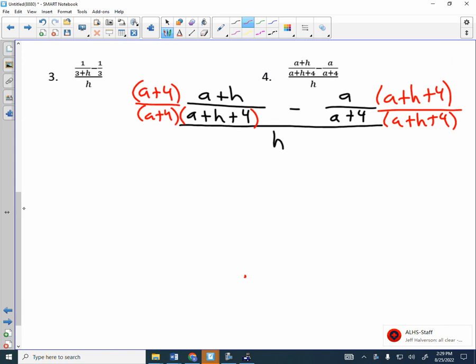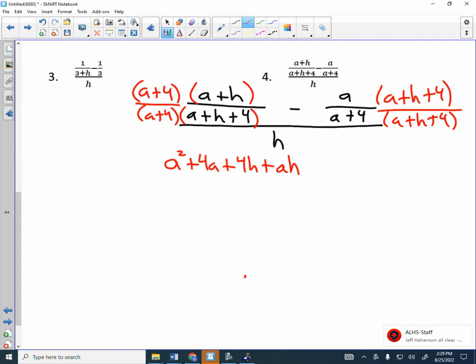What is a plus 4 times a plus h? A squared plus 4a plus 4h. What else? A times h is ah. Probably the first time you've ever written that, right? I got one laugh.